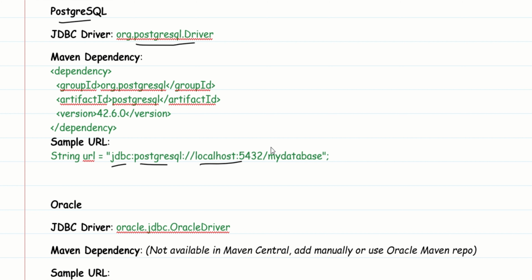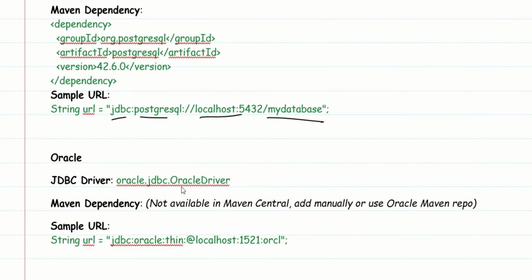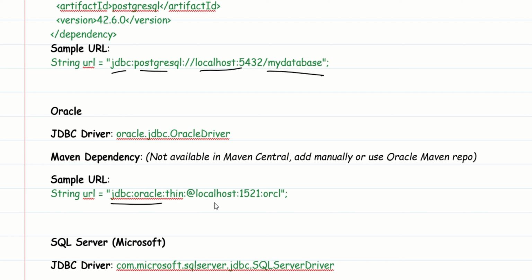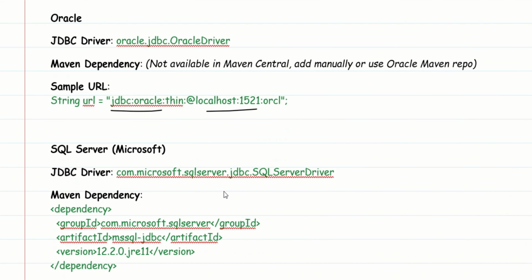And the database which you want to retrieve. Then for Oracle, the driver is oracle.jdbc.oracle driver. For the Maven dependency, it's not available in Maven Central, and you need to add it manually or use the Oracle Maven repository. And for the sample, you can see JDBC Oracle thin, and you can see the difference. It has a slash, and for Oracle we don't have that. We have an at sign and a colon itself, and then the database.